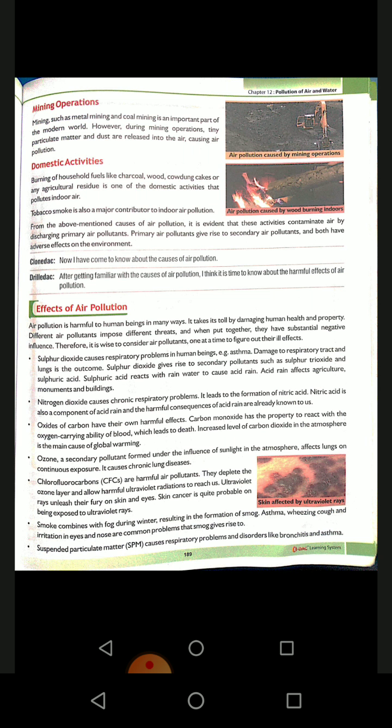Sulfur dioxide is also known as a primary air pollutant. A primary air pollutant reacts with different gases in the atmosphere to form a secondary air pollutant. Secondary air pollutant means sulfuric acid, which causes acid rain and many adverse effects on agriculture, monuments, and buildings, etc. The second air pollutant is nitrogen dioxide.